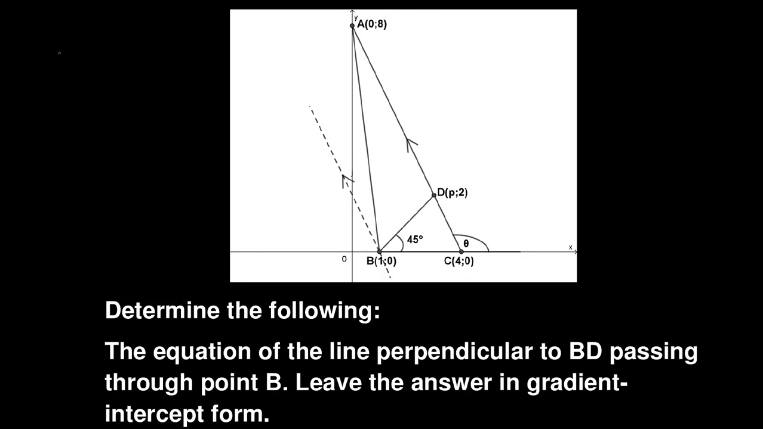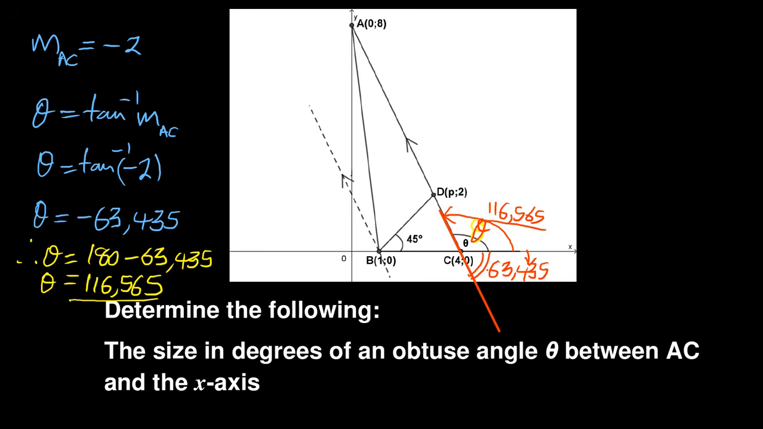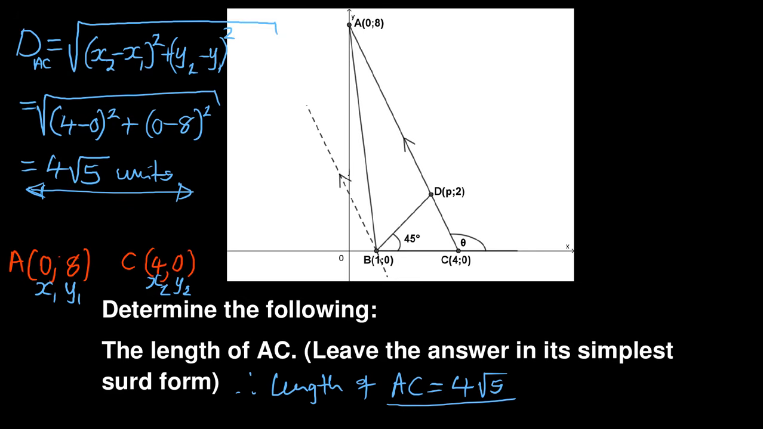Now you need to know from your formulas what they mean by perpendicular lines. Perpendicular lines means m1 times m2 is equal to -1. So they are saying the equation of the line perpendicular to BD. So what we need is we need to go again. Previously we did calculate the gradient, and since we are dealing with the gradient here, we have to go and find the gradient of BD, which we calculated previously.